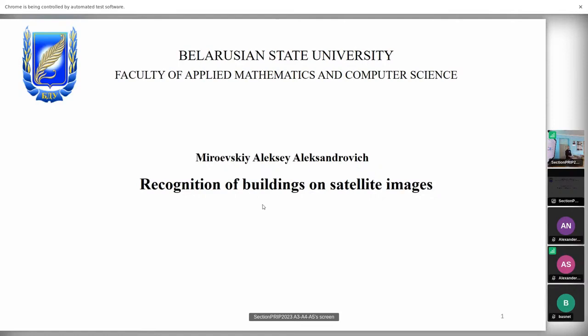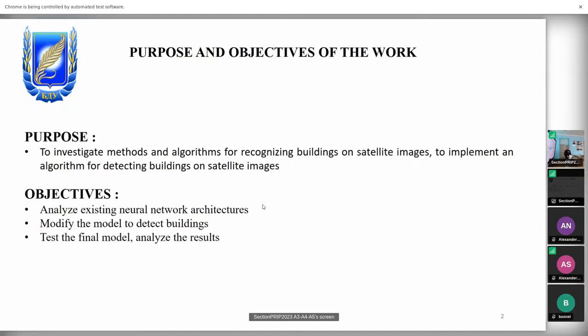Since about recognition users to set languages. The main focus of my work is to investigate methods and algorithms for recognition users on set languages and recognize the amount of values.